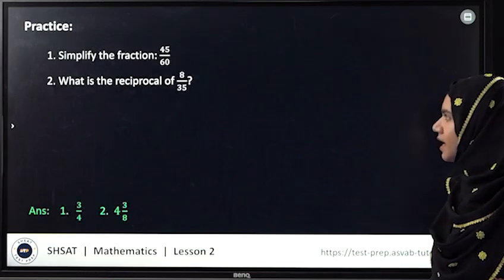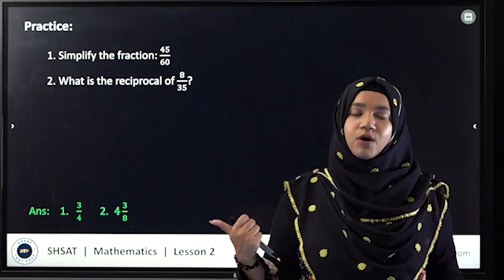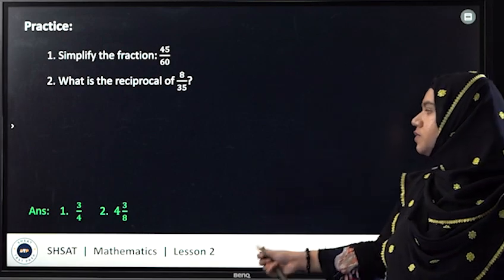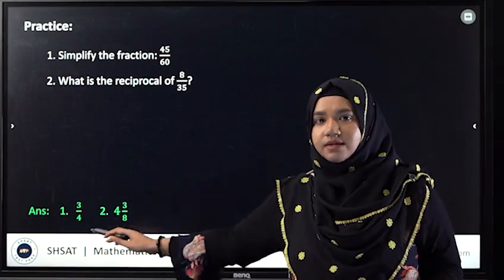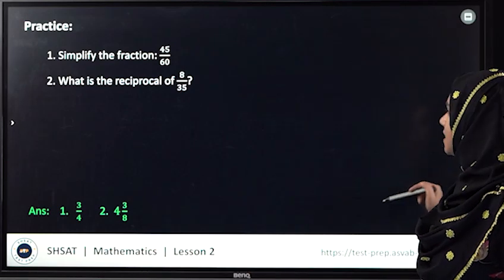Okay. Let's now look at a practice question. Practice questions are there so that you can practice them on your own. You can take a screenshot of this or write this down in your notebook. And then once you're done with this, make sure to check your answers. And I hope that you do get these ones correctly, okay? Let's now move on to the next question.